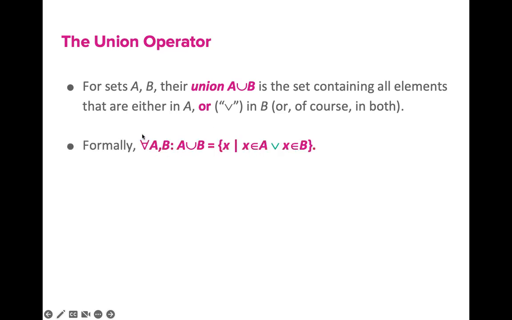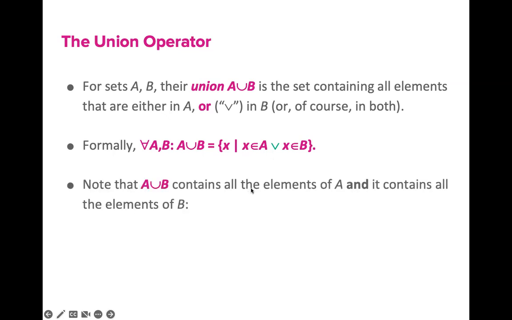So formally, we can express it using a set builder notation: for all A and B, the union of A and B is the set of all elements x such that x is either in A or x is in B. So from the definition of conjunction and or, we are essentially taking elements that are either in A, in B, or both.